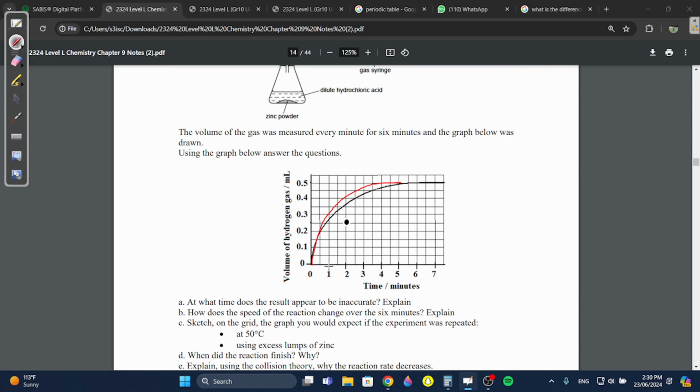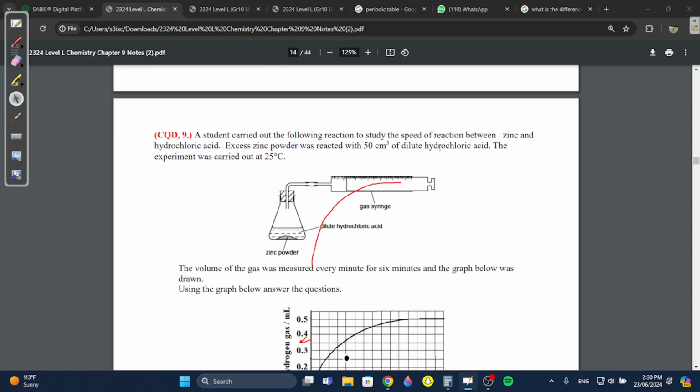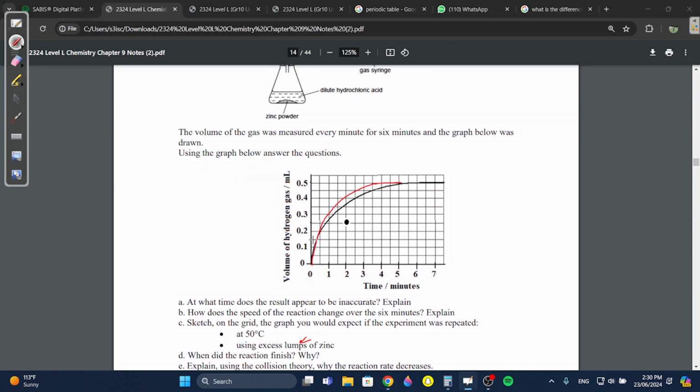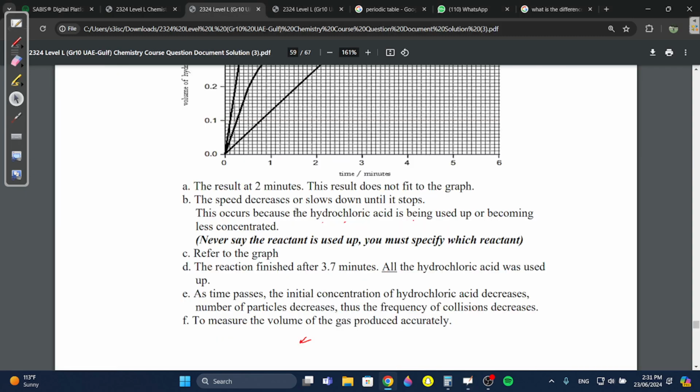Using excess lumps of zinc. Lumps? I think it was powdered here. It was powdered. If you make it lumps, the surface area is decreasing. But it will be like this. When did the reaction finish? It finished obviously at 6 minutes. 6 minutes or 5 minutes? I think it should be six.